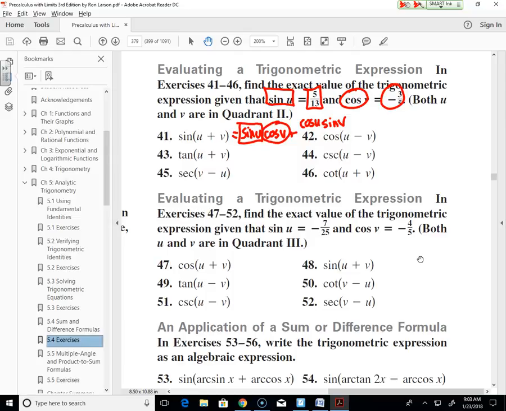But what's the problem? I need cosine of u, and I don't have it. I need sine of v, and I don't have it. So what do? Well, I plug in what I know, which is 5 over 13 is sine of u. Negative 3/5 is cosine of v. And then I say, all right, let me go find the other guys. And the only way to find the other guys is to think triangles.